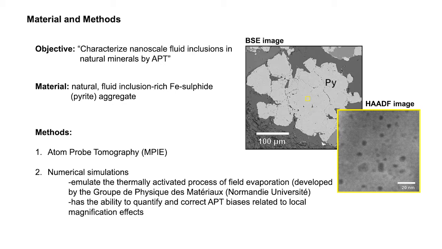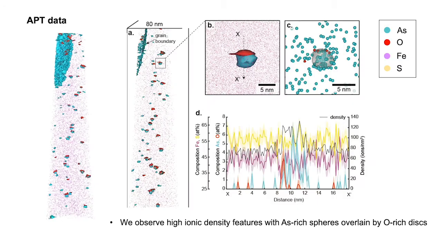To do so, we've conducted APT on a natural fluid inclusion-rich iron sulfide aggregate, which is imaged here on the right, and we have compared our data to numerically simulated experiments. For the simulations, we used a model that emulates the thermally activated process of field evaporation, which was developed by the Groupe de Physique des Matériaux at Normandie Université. This model was chosen for its ability to quantify and correct APT biases related to local magnification effects. Now on to some results.